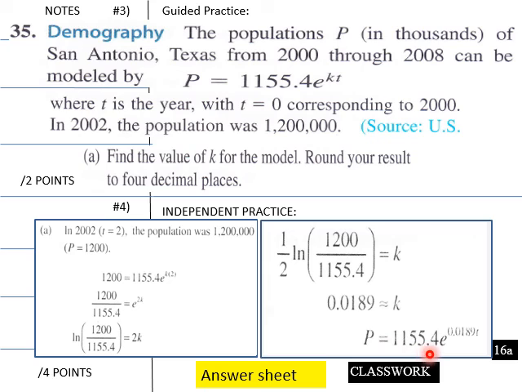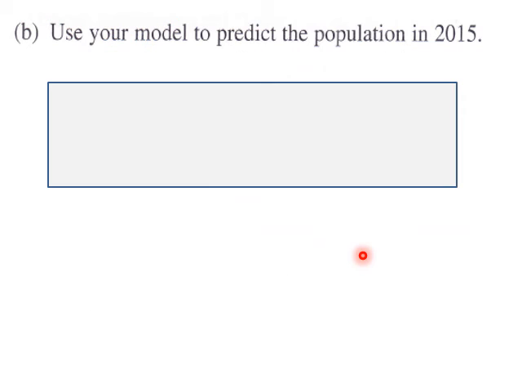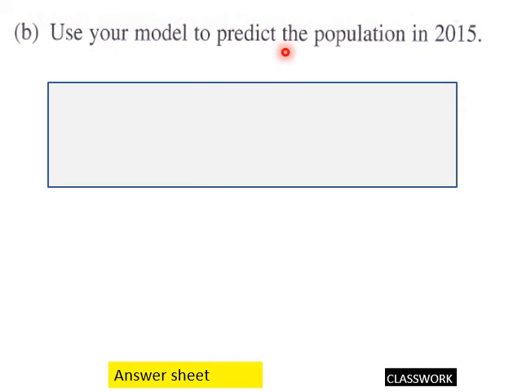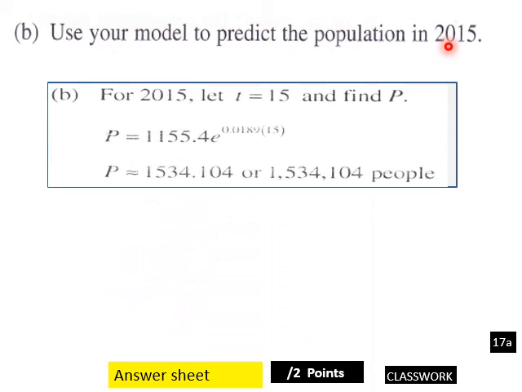So p would equal 1155.4e to the 0.0189 t. So we solve for k, our k factor there, and now we have the model. So we can predict, using that model, what the population will be in 2015. So let t equal 15 and then find p.